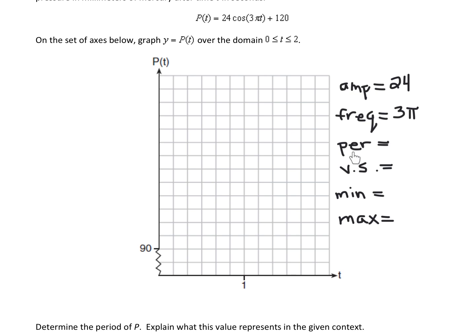Okay, so we know the formula for period is 2 pi over the frequency. And since our frequency is 3 pi, I'm going to write 2 pi over 3 pi. And then what's going to happen is the pi on top cancels with the pi on bottom, and that just simplifies to 2/3. So the period is 2/3. Okay, now our vertical shift is just this number right here. It's the number that's being added or subtracted to the end of a function. So this is going to be 120.